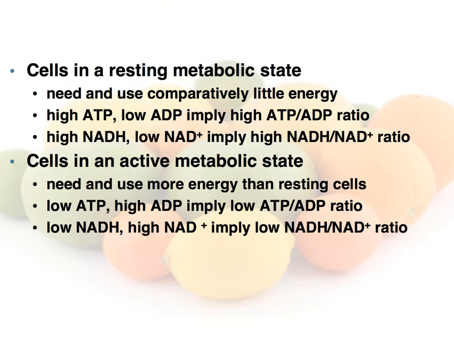I just want to hammer this in. Hopefully this makes sense. If the cell, I'm anthropomorphizing here, is resting, then you do not need any more energy. Your ATP tends to be high, ADP would be low, so that ratio is going to be high overall. Your NADH will be high, your NAD plus will be low, so that ratio also will be high. Whereas if your cell is active, the converse is going to be true.